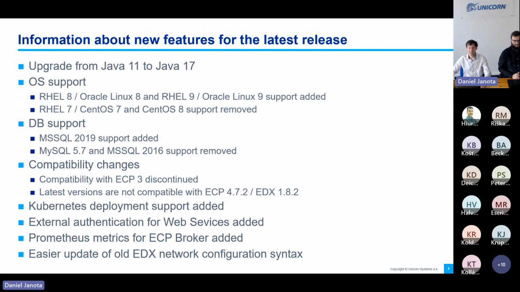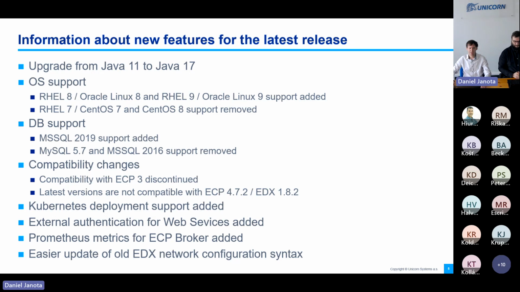There were also compatibility changes. Compatibility with ECP3 was removed in the latest version of ECCo. And also the spring release is not compatible with ECP version 4.7.2 and EDX 1.8.2 and lower. So this is something which you should consider before upgrading to the new version, because some other participants in the network may be using the older version, and then you would not be able to connect to their ECCo component. This is because the TLS version was changed in the latest version, or support for the TLS.